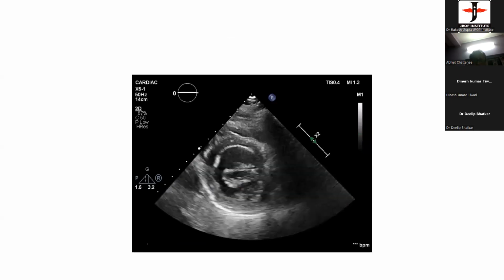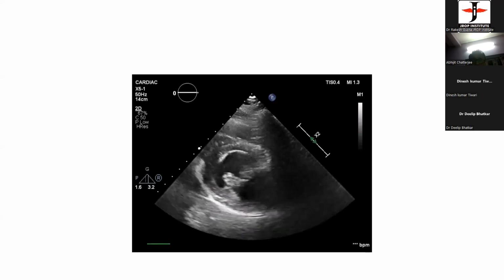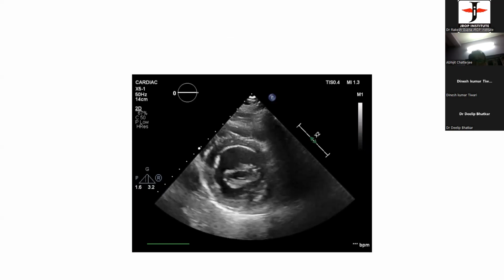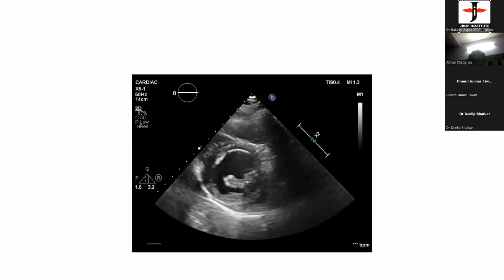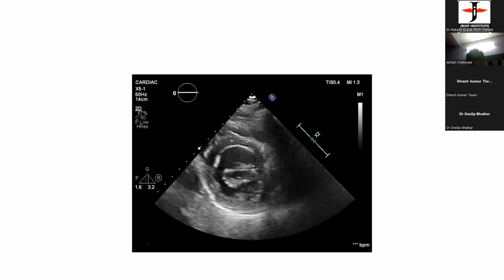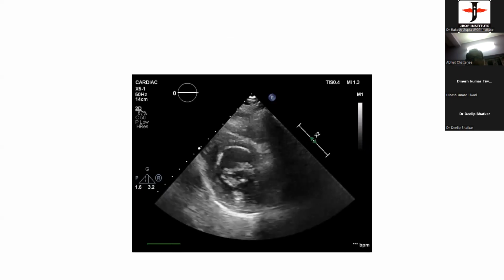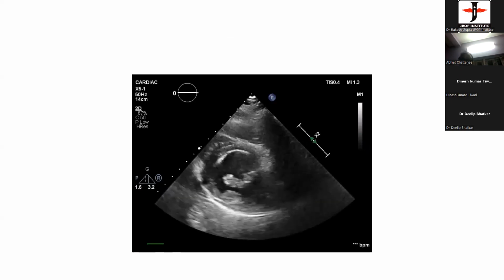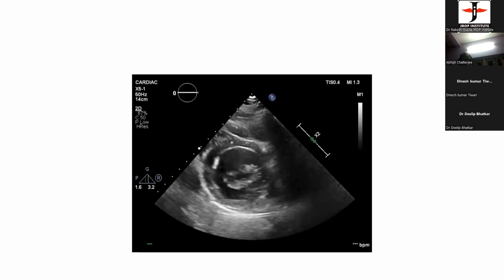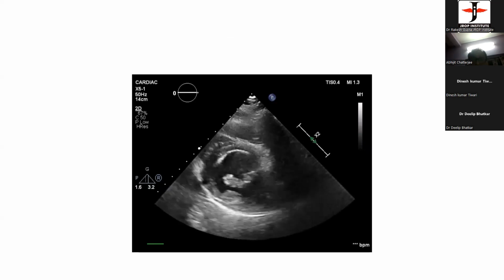This is a short axis view of the mitral valve. And what do you see? The restricted opening of the mitral valve with thickening of both AML and PML. Tell me the diagnosis from this picture. This could be a patient of moderate MS.